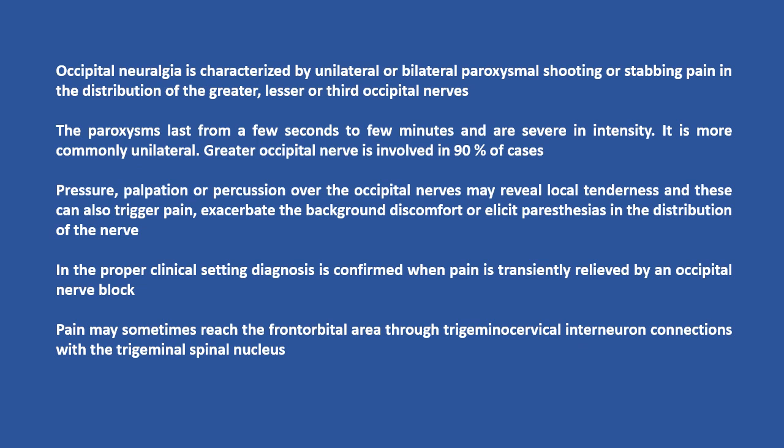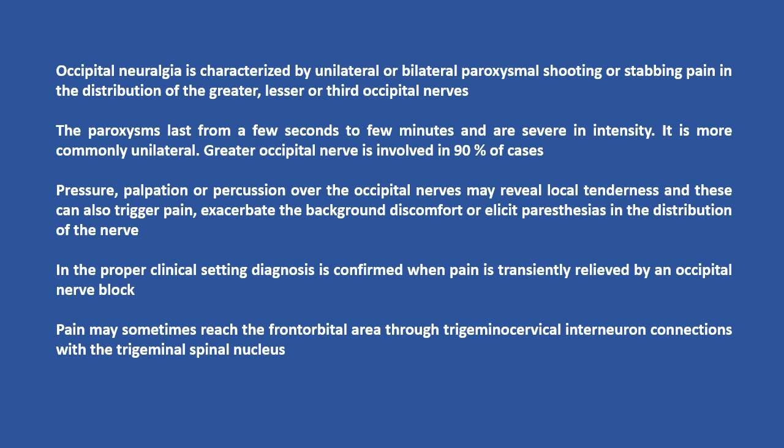Occipital neuralgia is characterized by unilateral or bilateral paroxysmal shooting or stabbing pain in the distribution of the greater, lesser, or third occipital nerves. The paroxysms last from a few seconds to a few minutes and are severe in intensity. It is more commonly unilateral. The greater occipital nerve is involved in 90% of the cases.